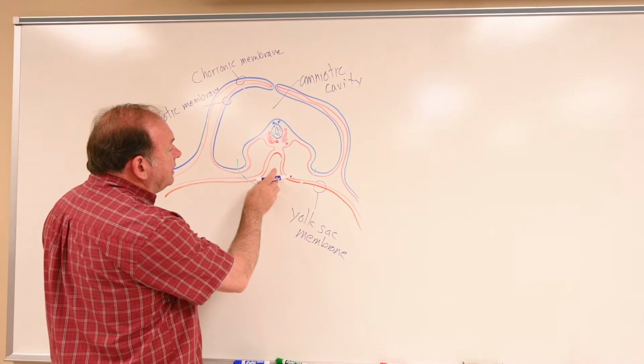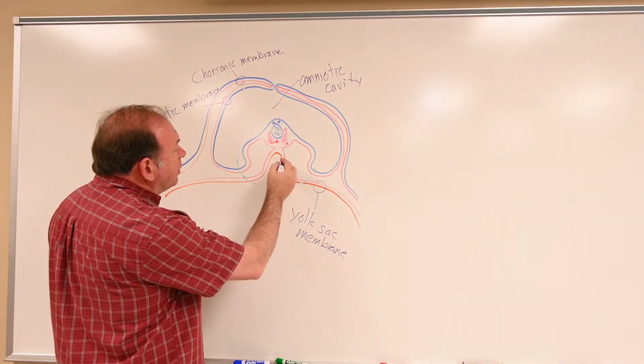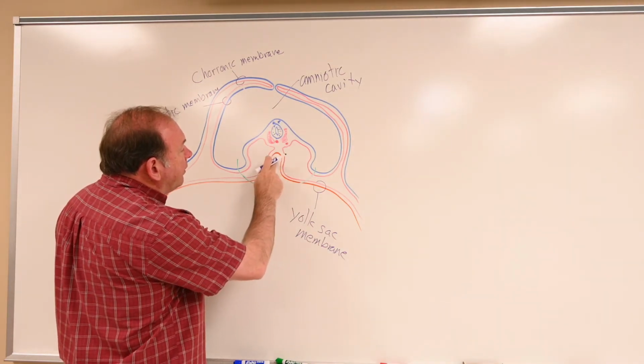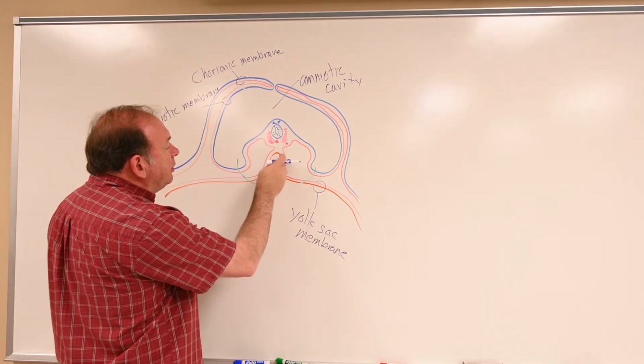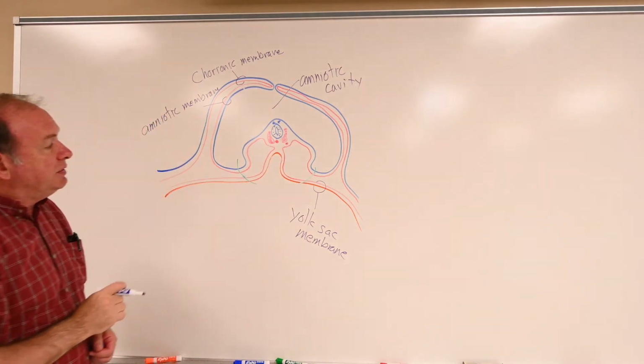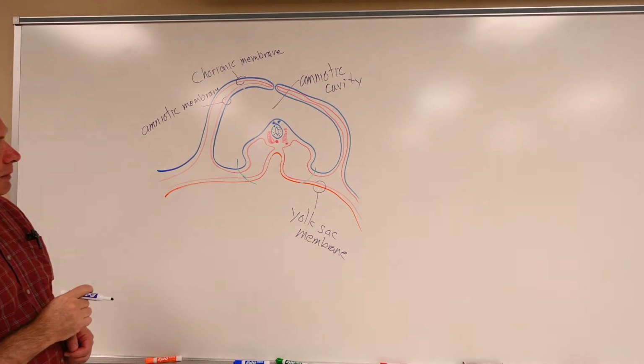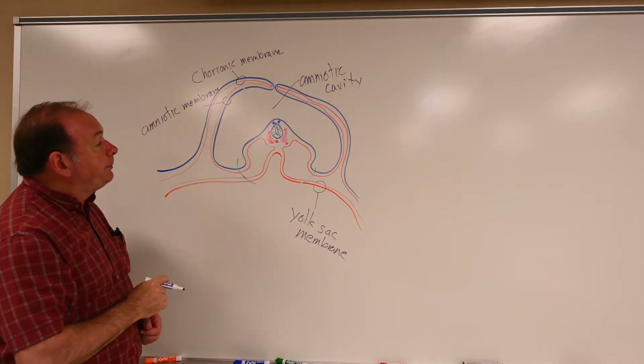Eventually, we're going to see the yolk sac separate from the rest of the organism. We're going to have our gut form from this material right here, that endoderm and the mesoderm that lies adjacent to it, that splanchnic layer of mesoderm adjacent to the gut.